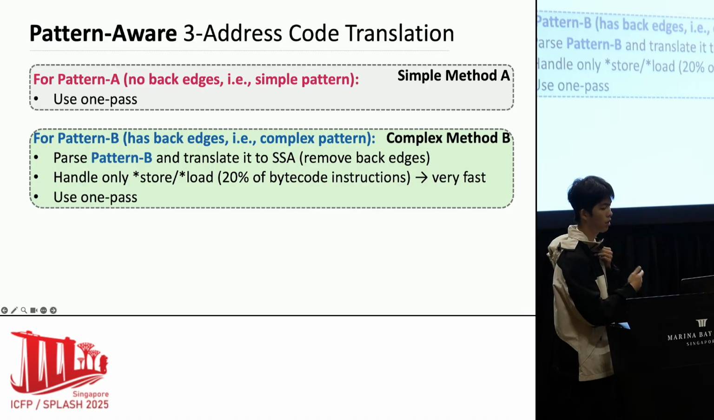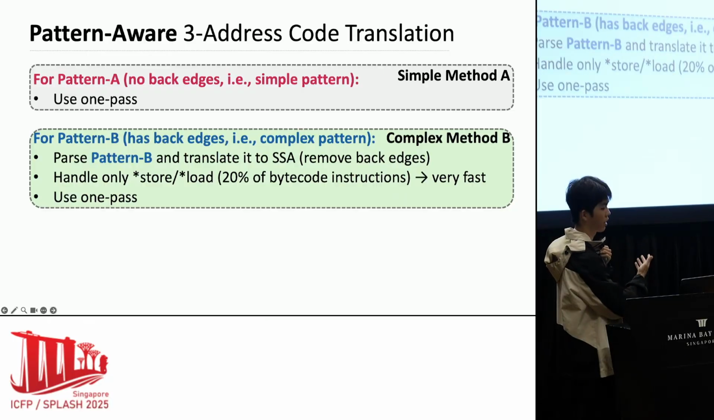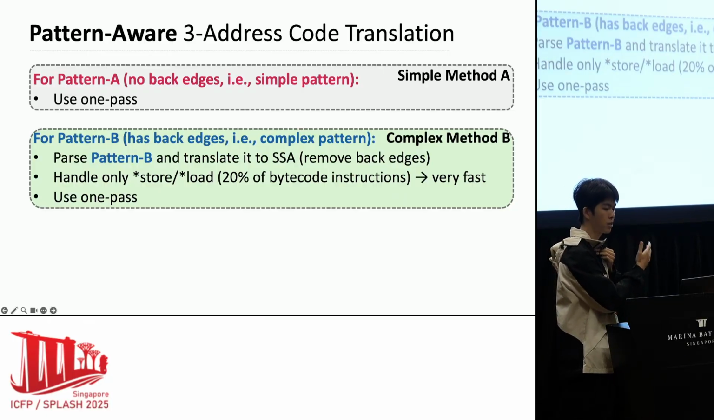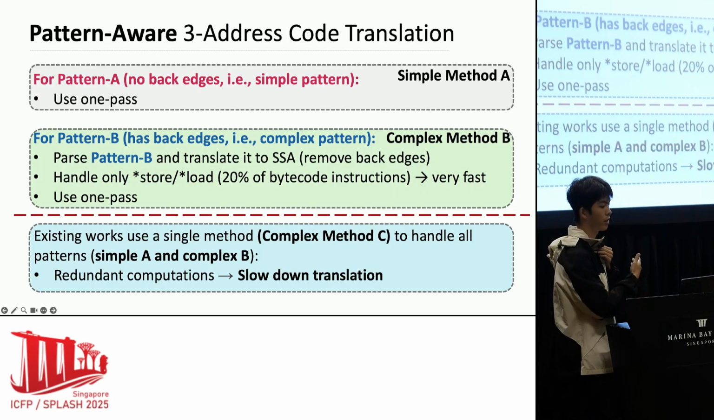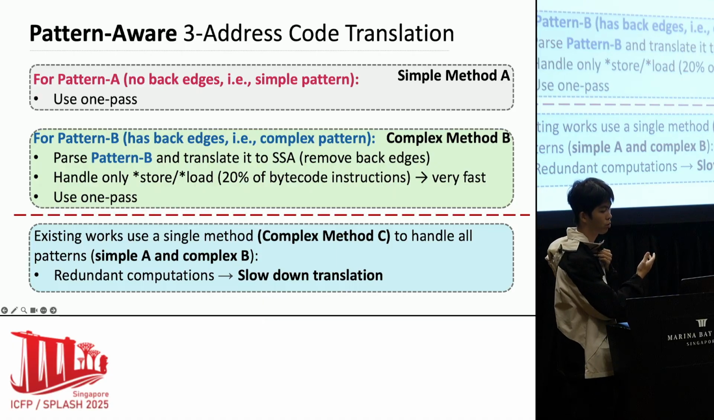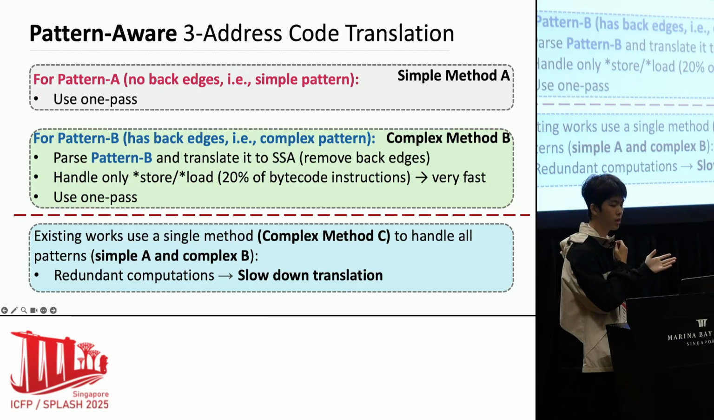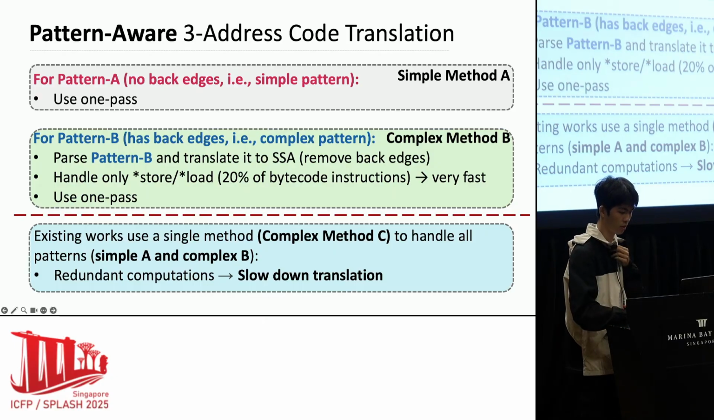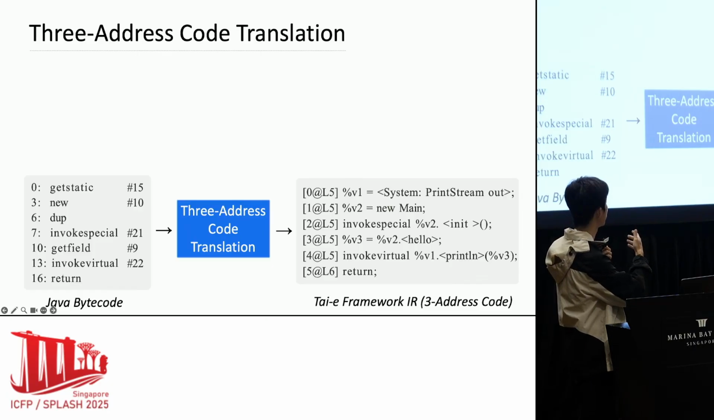In summary, our approach is to handle simple pattern A using a fast and simple method, and handle complex pattern B using a complex method. However, existing works use only one complex method, a single method, to handle all patterns, including the simple pattern A and the complex pattern B. This makes them do redundant computations, which slows down their translation. Now we have translated the bytecode into three-address code.